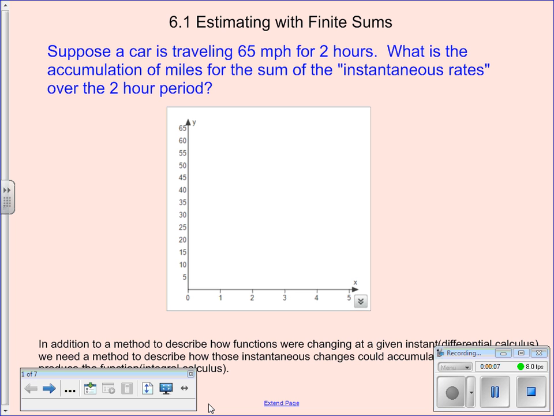There we go. Estimating with finite sums. Suppose a car is traveling at 65 miles per hour for 2 hours. What is the accumulation of miles for the sum of this instantaneous rate over a 2-hour period? I have a little graph here. We're going to talk about this graphically.